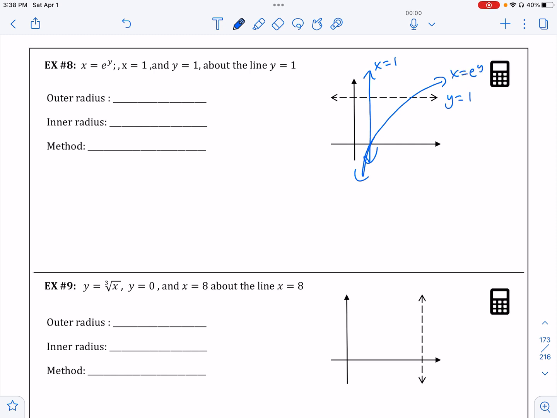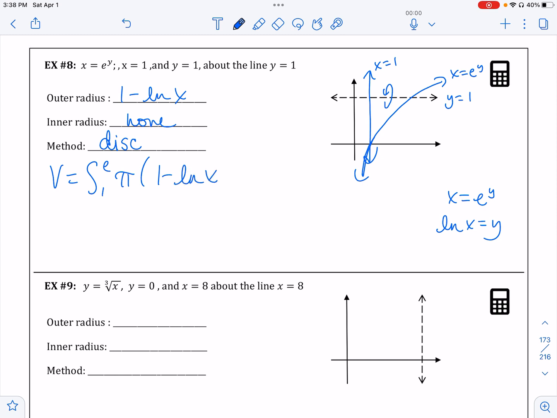So the outer radius is going to be 1 minus the natural log of x, because remember, if x equals e to the y, natural log of x equals y. And then the inner radius, well, we don't have an inner radius, because there's no gap between what we're revolving around and the shape itself. So this is a disk. The volume is the integral from 1 to e of pi times (1 minus the natural log of x) squared dx. So we end up with about 1.3712 for our volume.